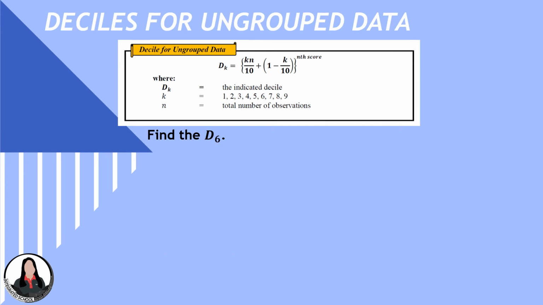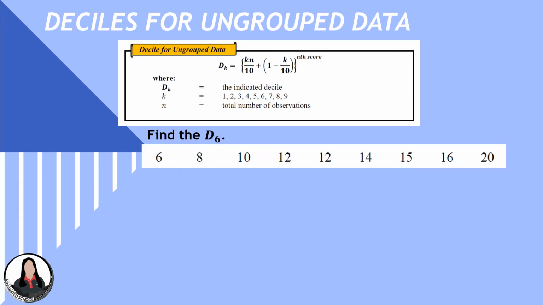Let us have another example for decile. Okay, so let us find D sub 6. Let us use the same set of data. What I will flash on your screen is already arranged in ascending order. Always remember that before we solve, we have to arrange or rearrange the scores into ascending order, or from least to greatest. Okay, so let us use the same formula.